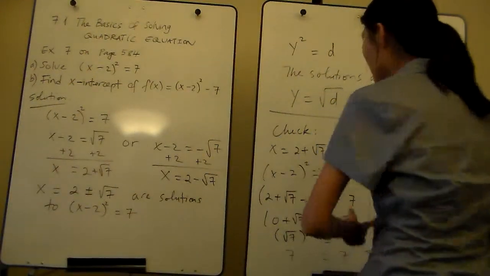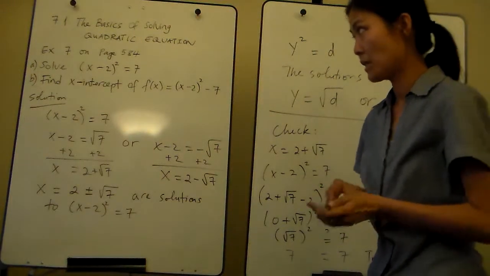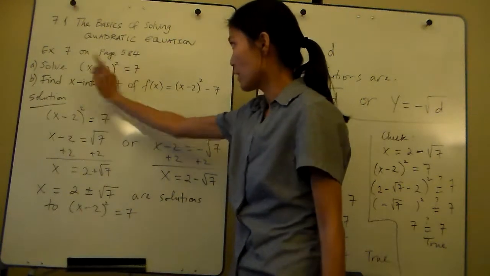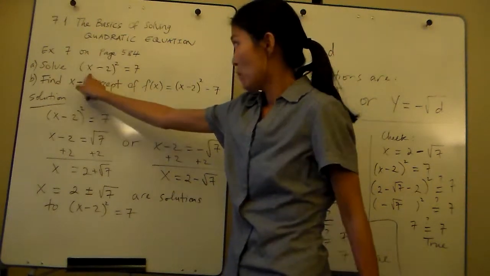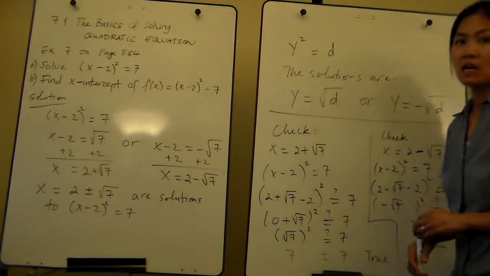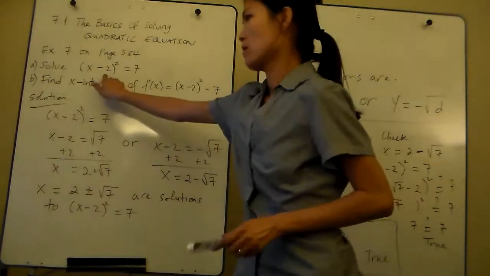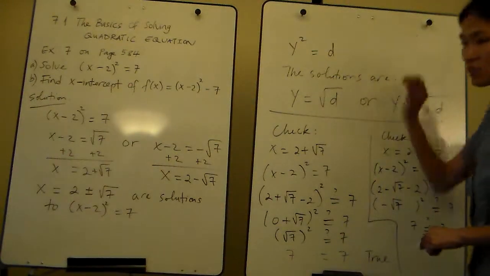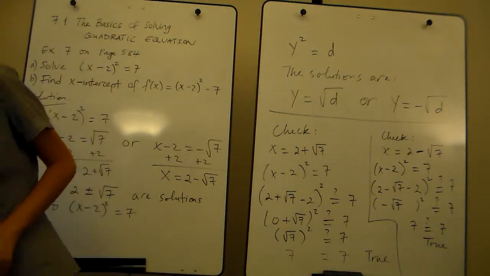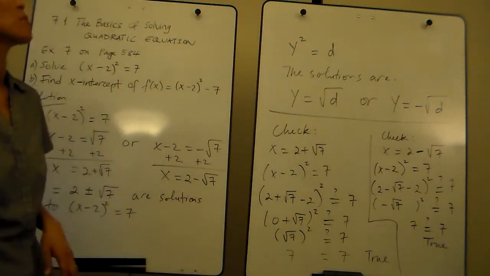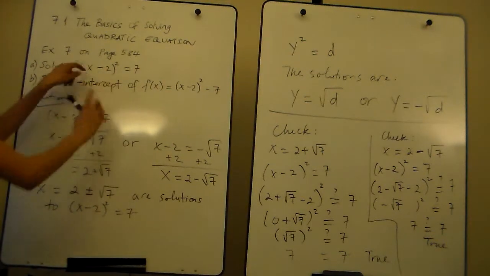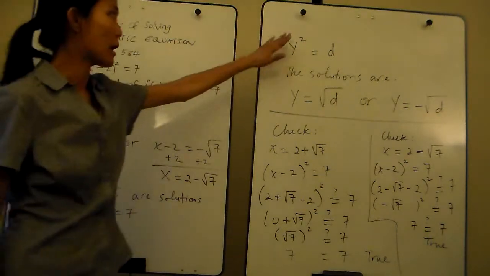Okay? So this example is a little bit trickier because what's in here is (x - 2) squared. It's not just x or y, but you have x minus something and everything squared. So it is squaring a binomial. You still can apply the principle of square roots. For this case, just treat the x - 2 as the variable y, okay, y squared equals d.